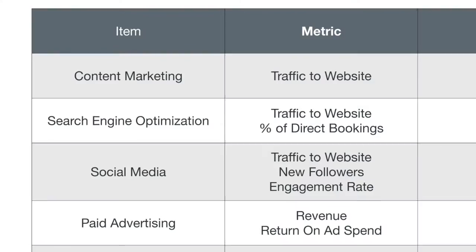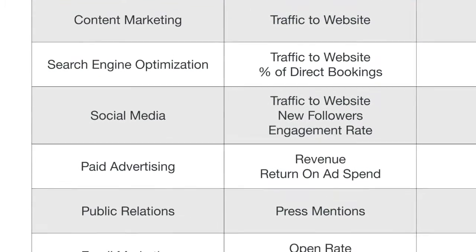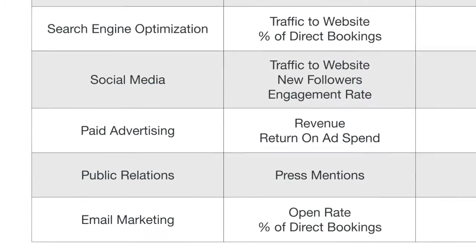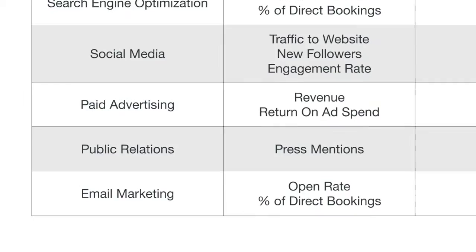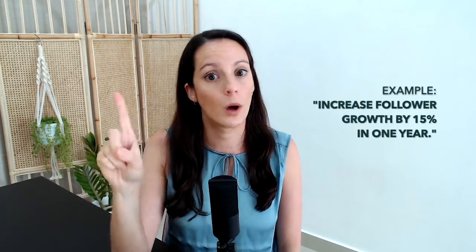If getting more direct bookings at your hotel is the top priority, website traffic and conversion rate will be important metrics for you to look at. So you'll want to have some specific but realistic business goals against each. To measure something like brand awareness, you could look at metrics like mentions in the press, or follower growth across your social media accounts. Just make sure you're also setting a time-bound deadline for your goals. For example, you want to increase follower growth by 15% in 1 year.